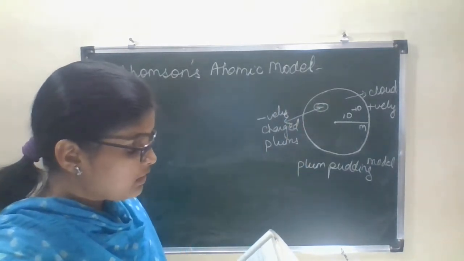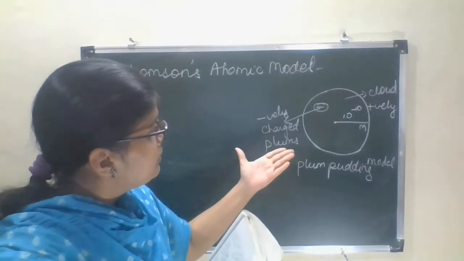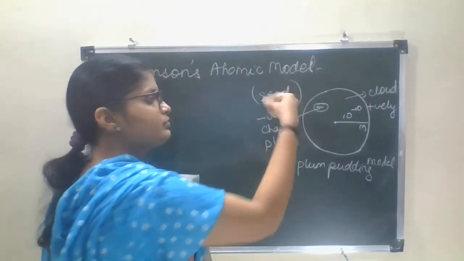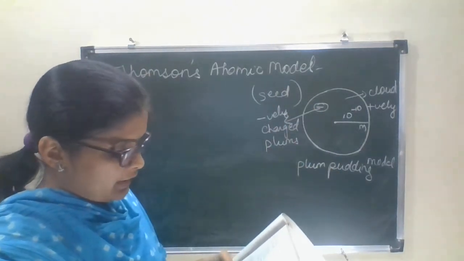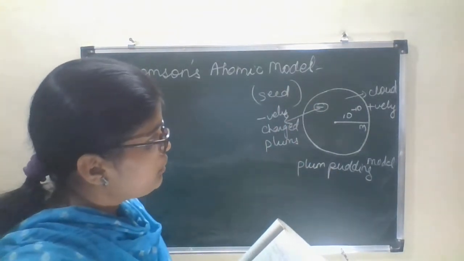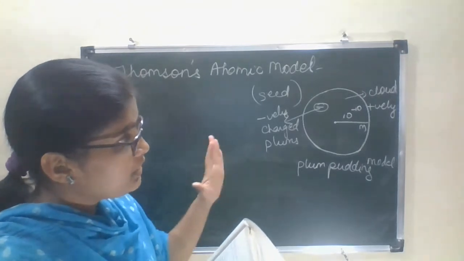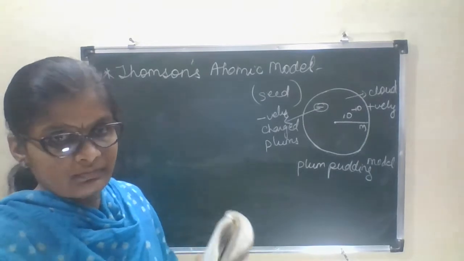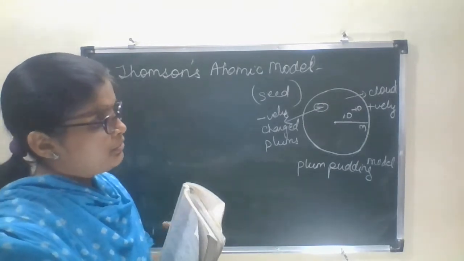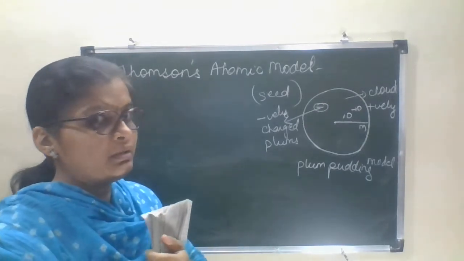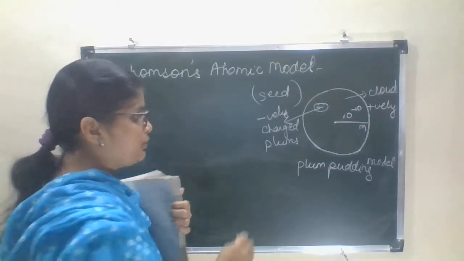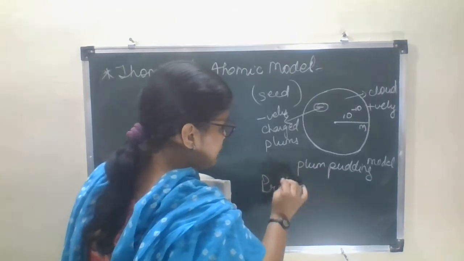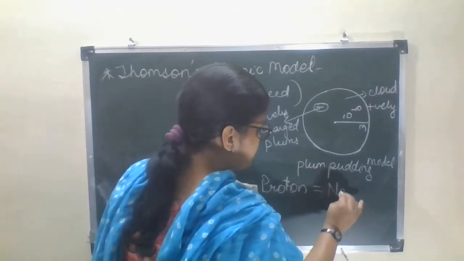Next, these plums you can also call seeds, it doesn't matter. And what he also considered in his model is that this atom was neutral. Neutral means the number of protons and the number of electrons are equal.